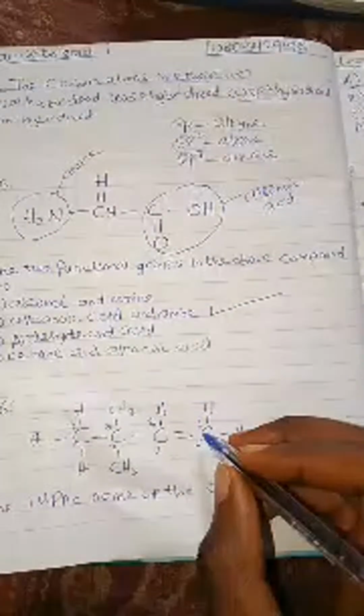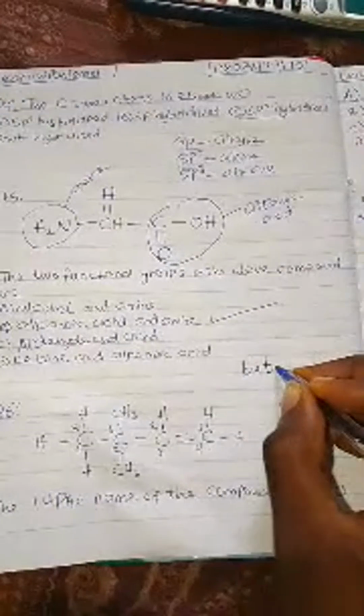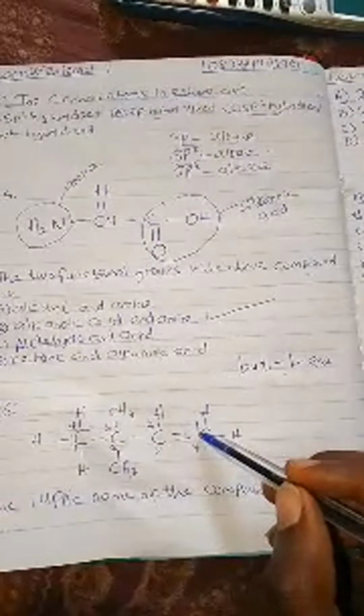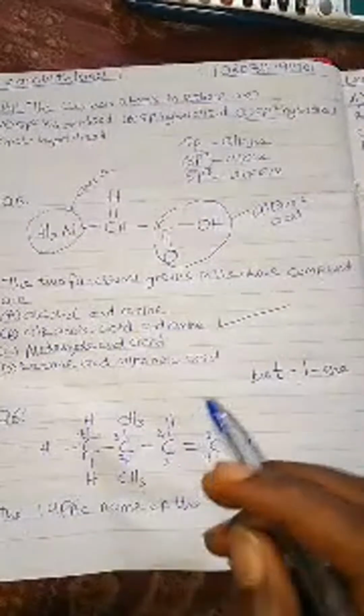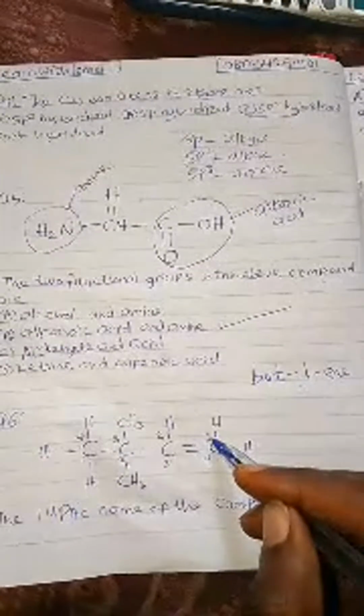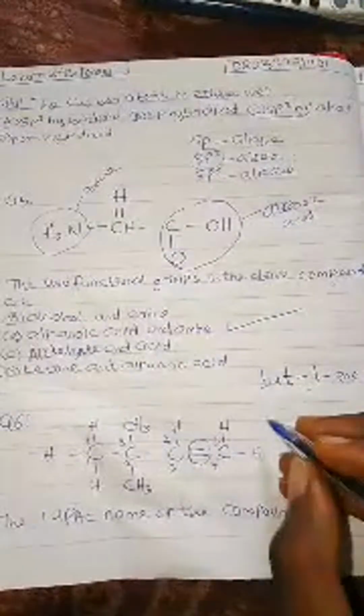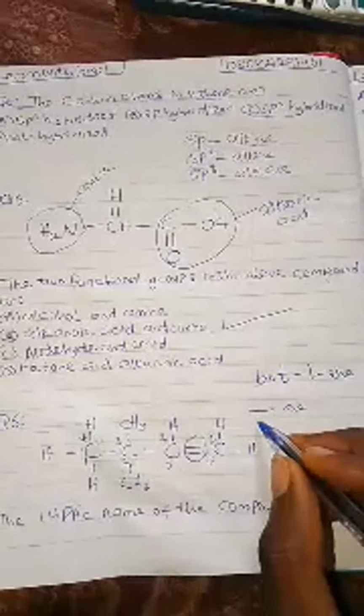Let's first identify the parent name. 1, 2, 3, 4, which means we have but. The parent name is but-1-ene. How is it 1-ene? Because the first one, the one here, is under the double bond. 1, 2, 3, 4, but-1-ene. 4 means but, and we have this double bond here, which means it ends with the suffix ene. Assuming it is single, that will be ane. Assuming it is triple bond, that will be yne. It will be but-1-yne. But since it is double bond, that will be but-1-ene.